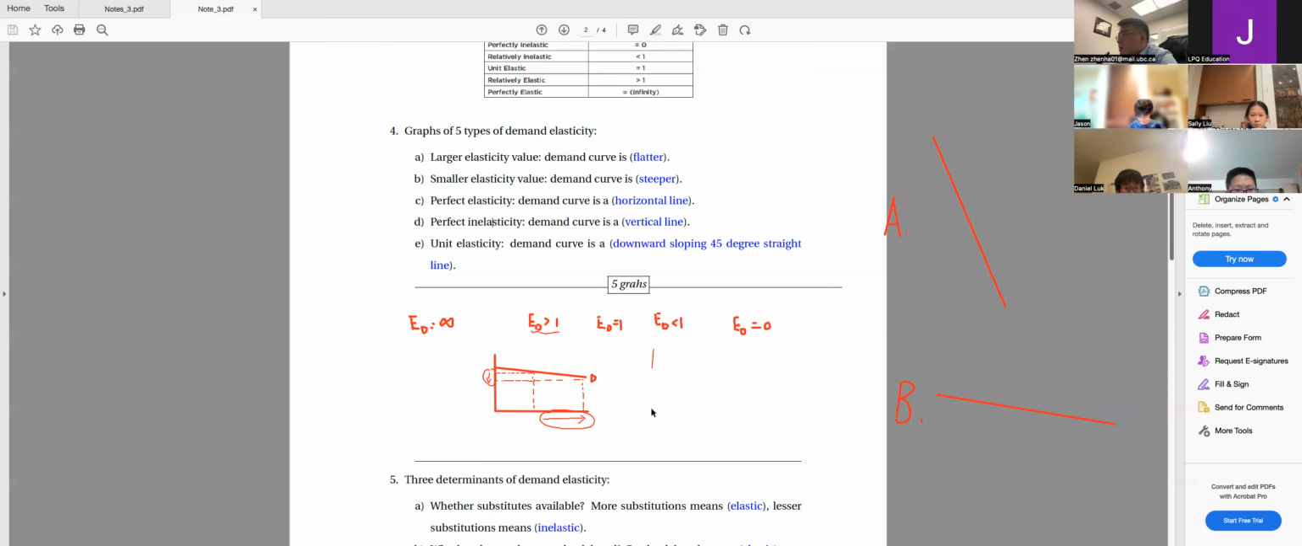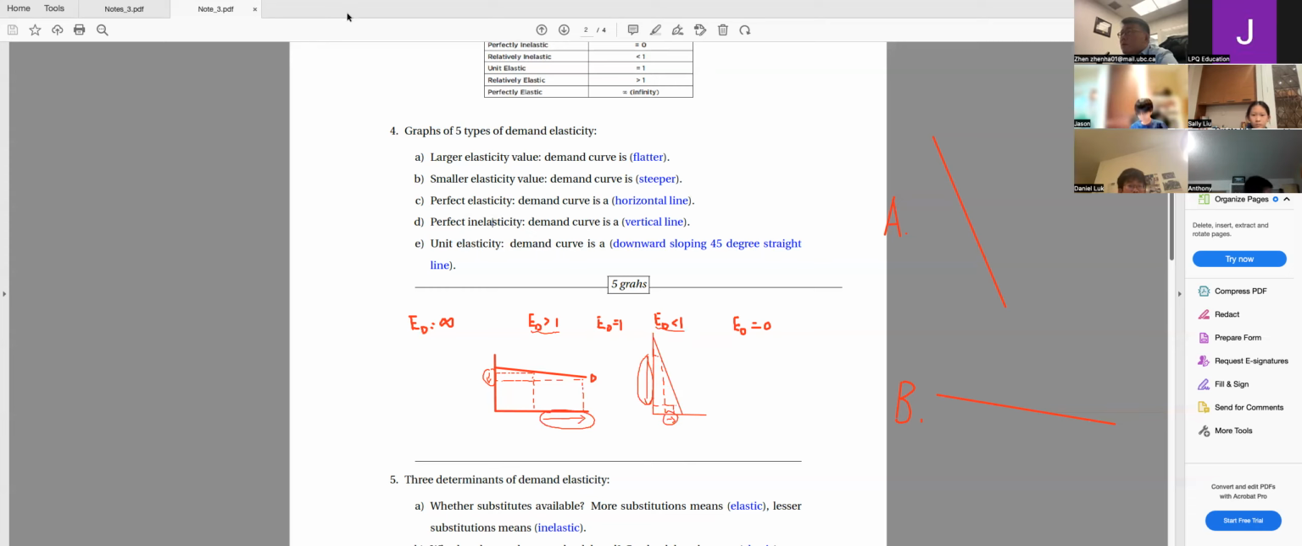Next part, ED less than 1. This time you have a much steeper demand curve, so this is a different story. A very big change in price level leads to a very small change in quantity demanded. So you use this one divided by this one. The numerator is less than the denominator, so you get ED less than 1.